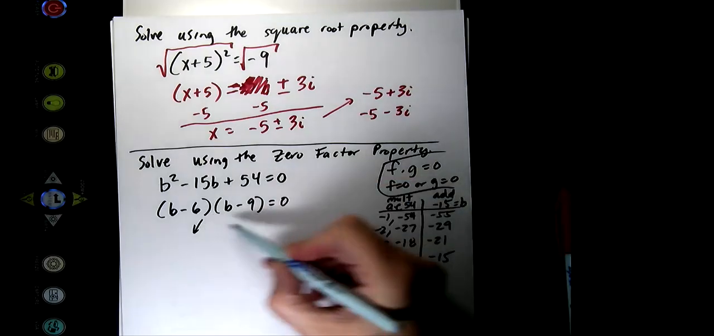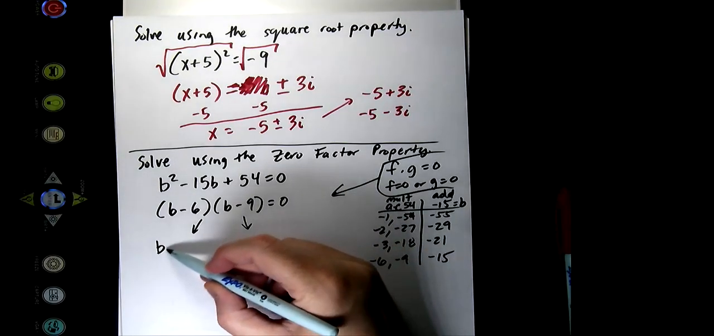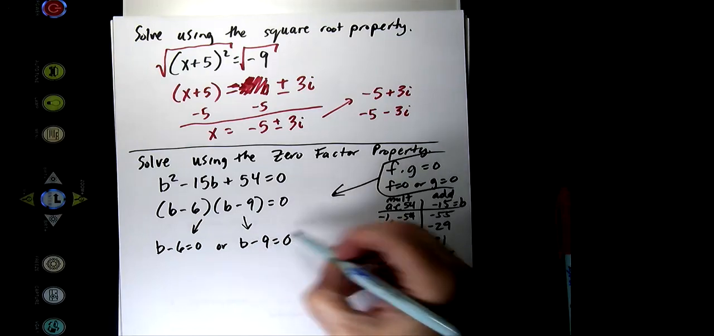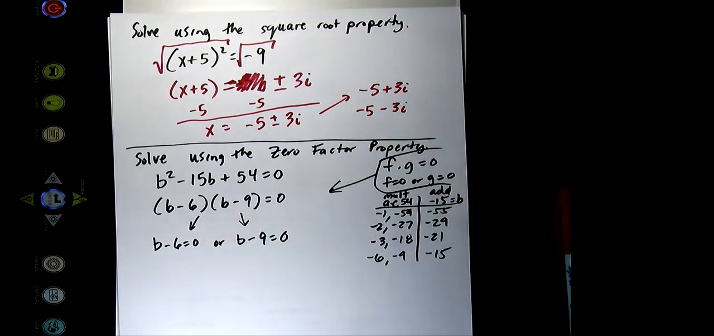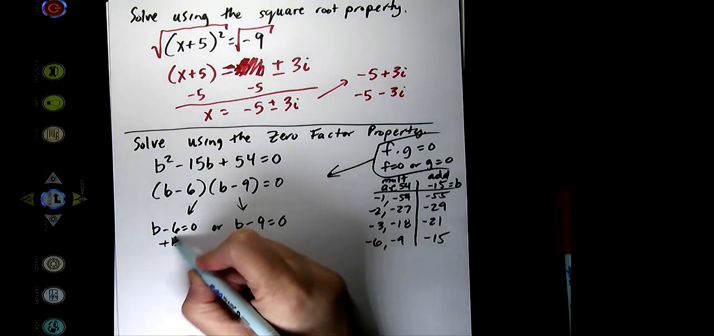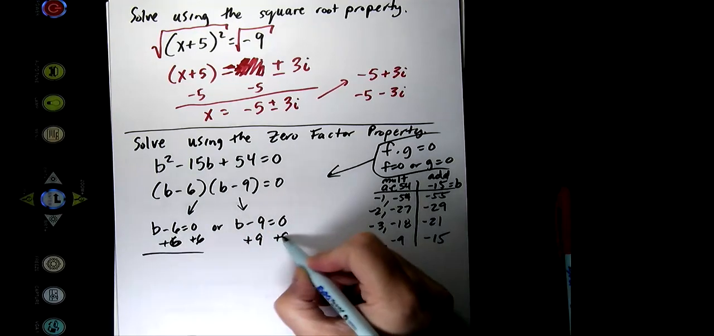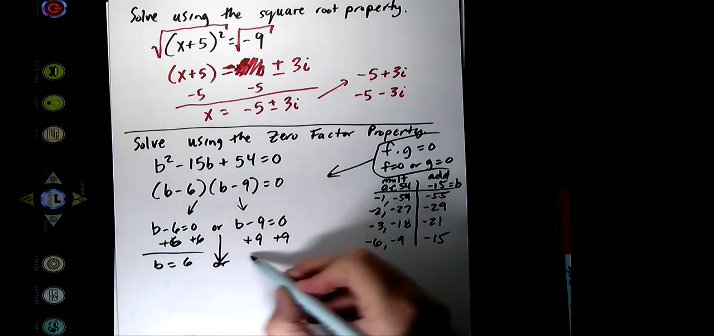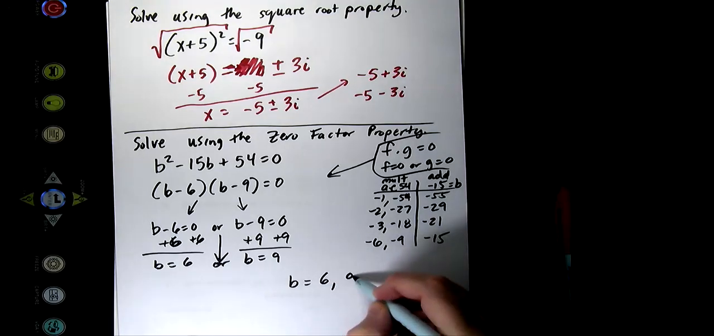Then we set each one of these equal to 0, following the zero property rule. b minus 6 equals 0, or b minus 9 equals 0. Separate. We add 6 to both sides, and 9 to both sides here. And I get b equals 6 or b equals 9. So 6, comma, or 9.